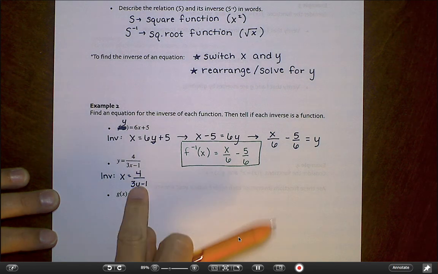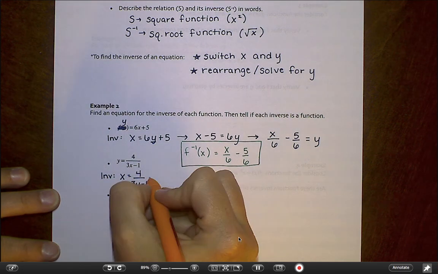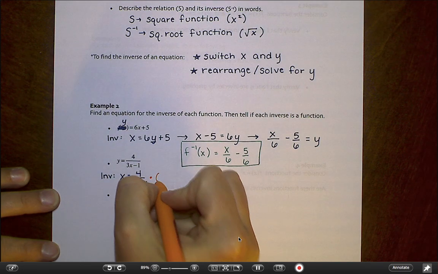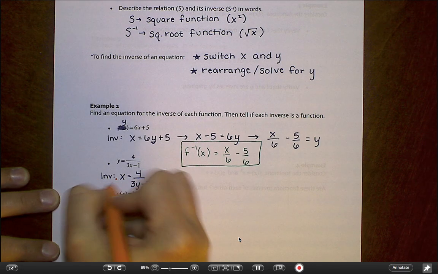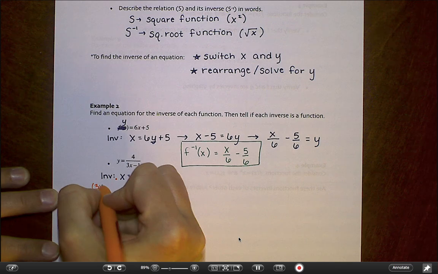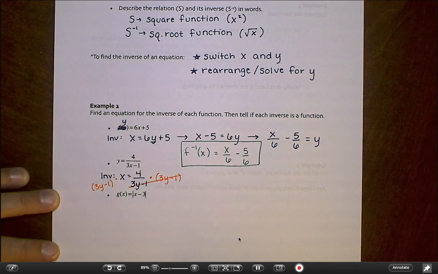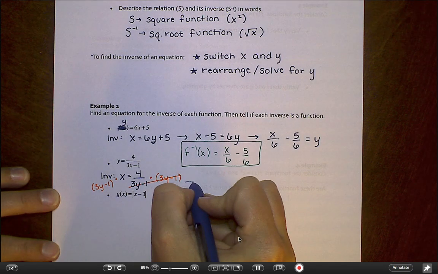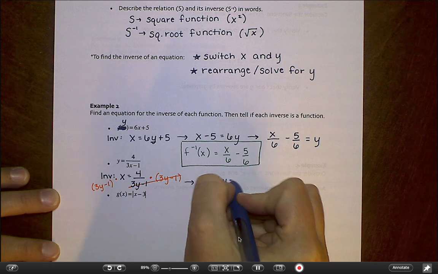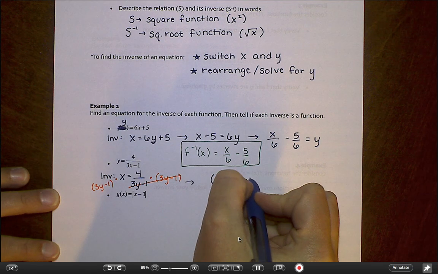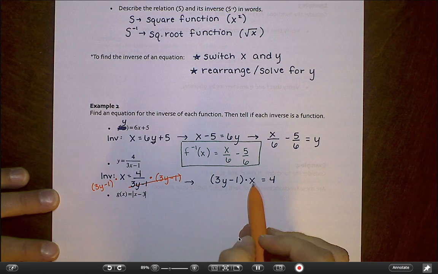So I can't get y back by itself while it's down here in the denominator. Okay, so I'm going to multiply both sides of the equation by 3y minus 1, so that these two things will cancel. And so now what I'm looking at is an equation that looks like this. 3y minus 1 times x equals 4. And then again, I'm trying to get x alone.